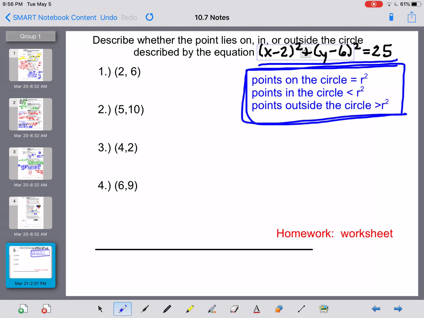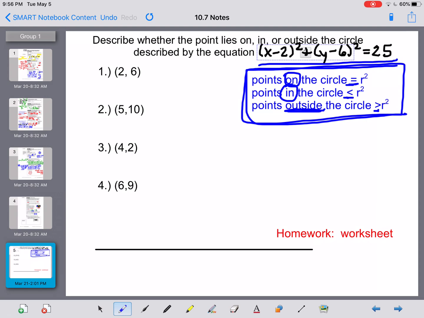It says if the points are on the circle, we're going to find that we're going to equal the radius squared. If the point lies in the circle, we're going to be smaller than the radius squared. And if the points are outside the circle, we're going to be greater than the radius squared. Okay? Now, a little vagueness here, like what equals r squared? What is smaller than r squared? What is greater than r squared? Well, let me show you what this is.